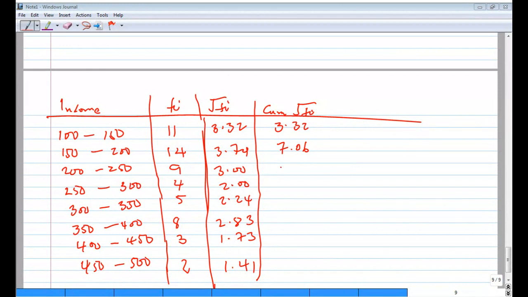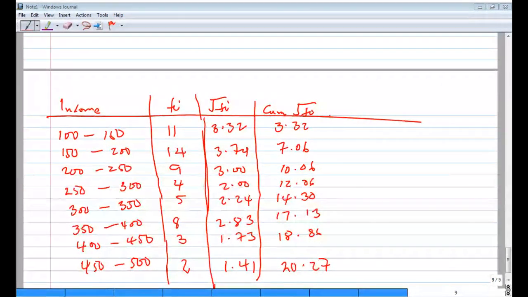They ended up getting what? 10.06. The next one like that is going to be 12.06. Then 14.30. Then the next one 17.13. Then follows 18.86. Then the last one is 20.27. So this is the table that we have on page 33 of our lecture note.